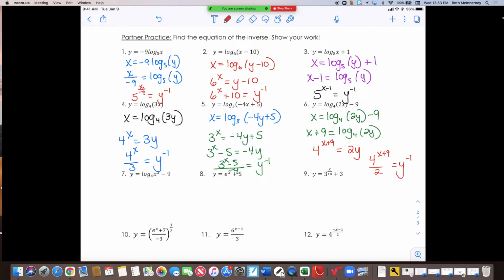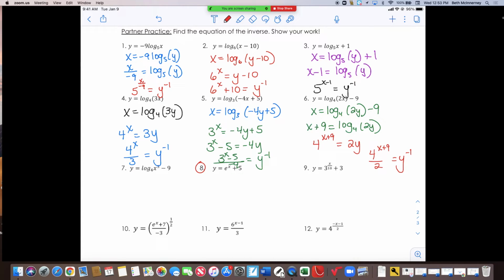All right, just because of time, I want to jump to number 8. So this would give me x equals, and I'll work out 7 in a moment, but just because of time, because I want to get to my example 5. This was just some partner practice.